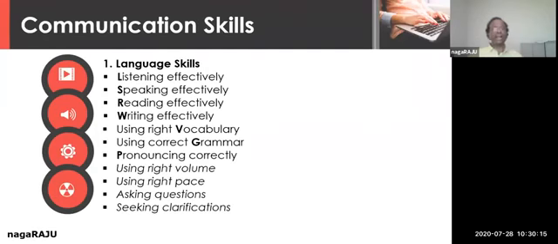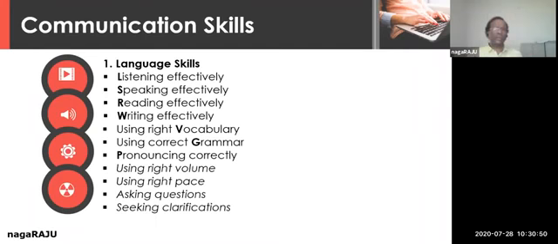Apart from these 7, I've added a few more: using the right volume, the right speed, ability to ask questions, and ability to seek clarifications. These are also language related communication skills. If I don't know how to ask questions, many times I lose communication because I have not mastered the art of asking a question, or of seeking a clarification when I don't understand something. I don't have the habit of raising my hand. I don't have the habit of stopping the speaker.